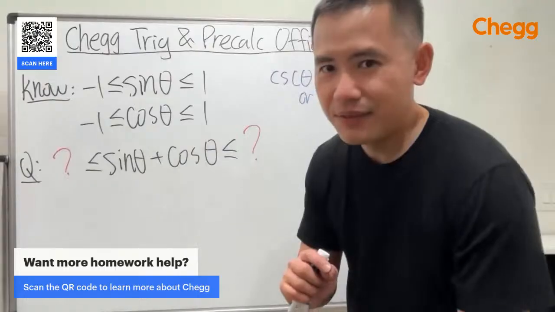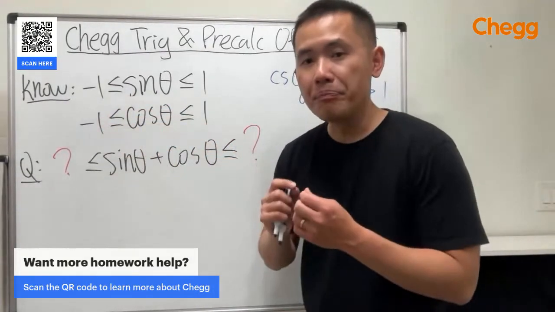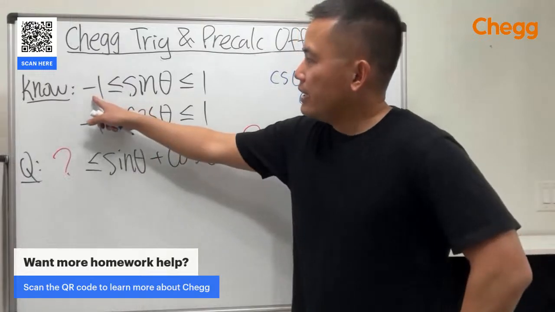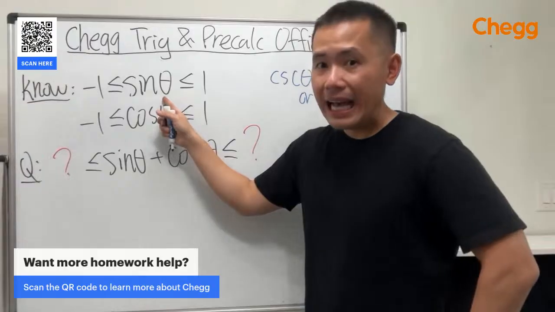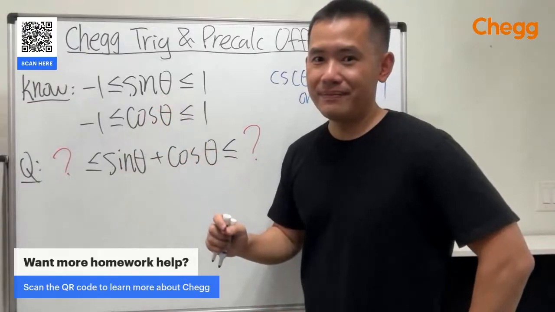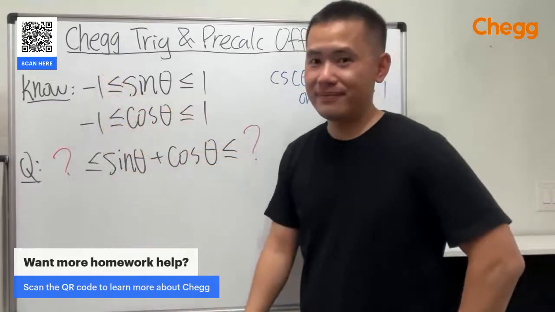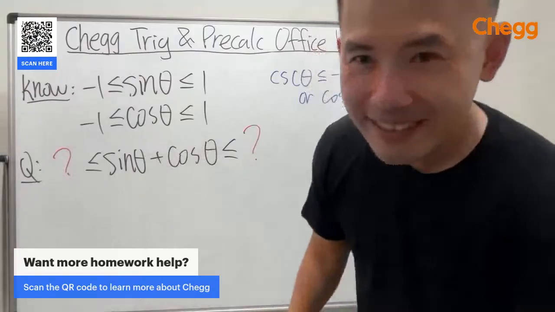It's not -2 to 2. Again, we cannot just simply add them up because the -1 for the sine does not happen at the same theta value for cosine. So we cannot just add them up. Now, that's why I said it gets tricky sometimes.